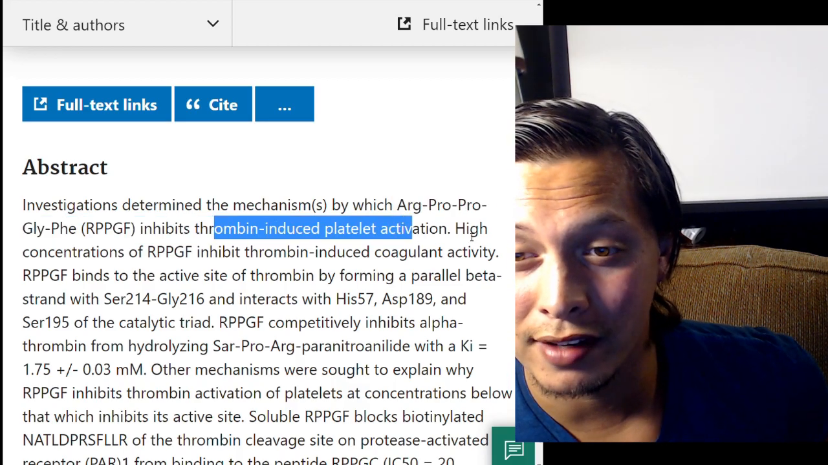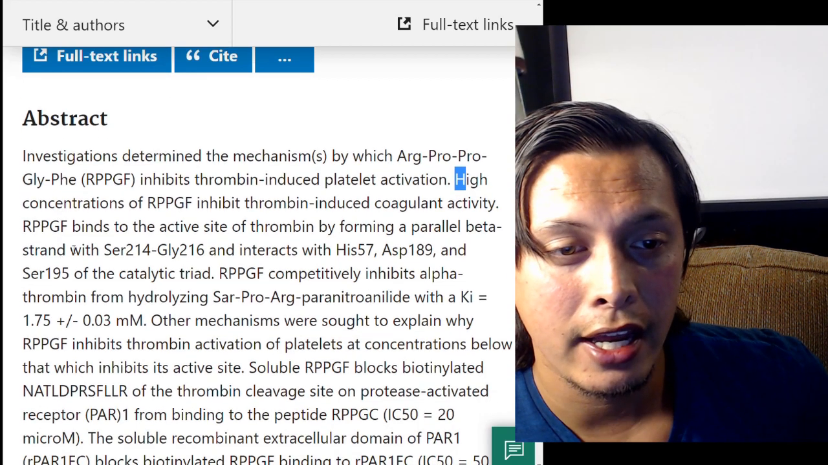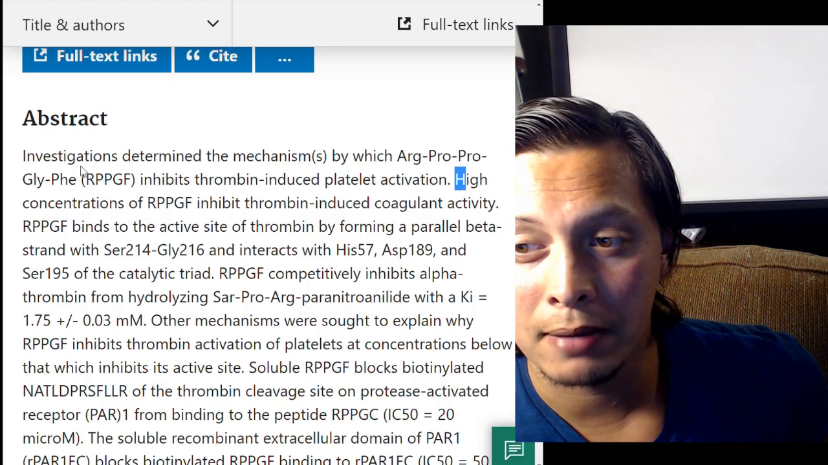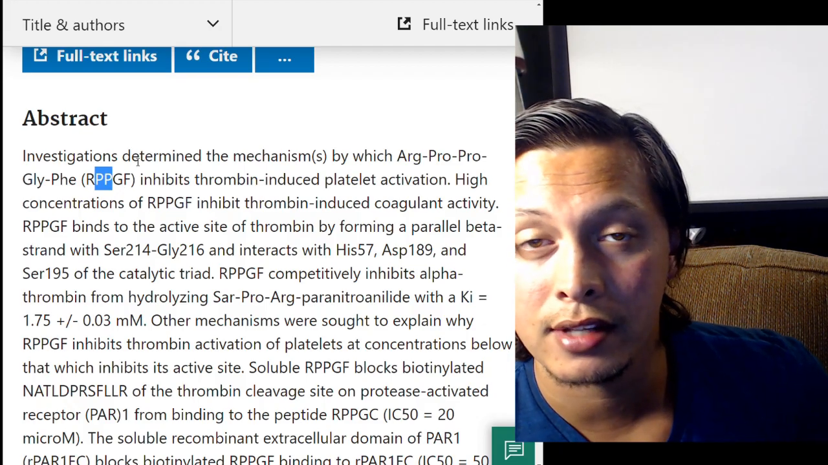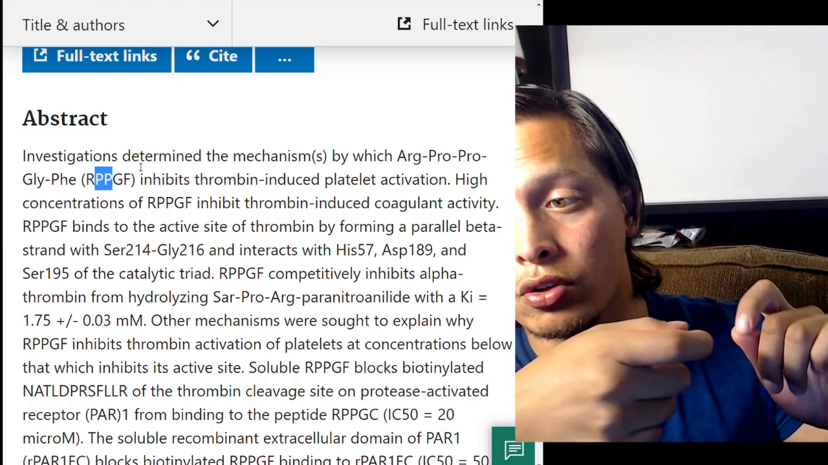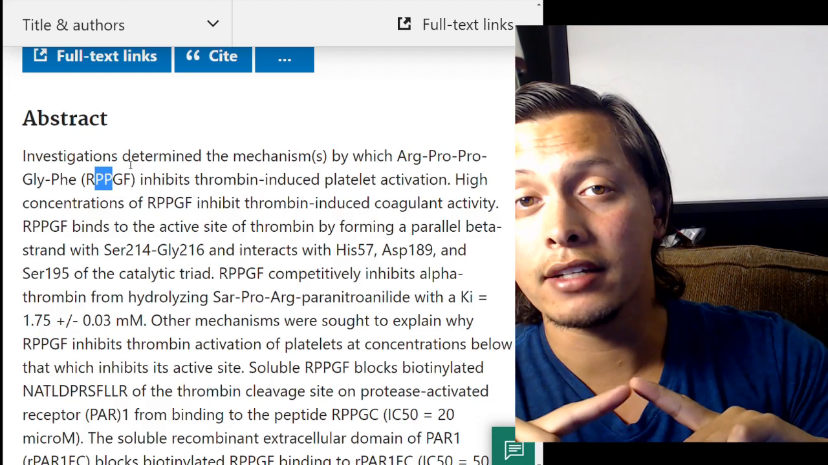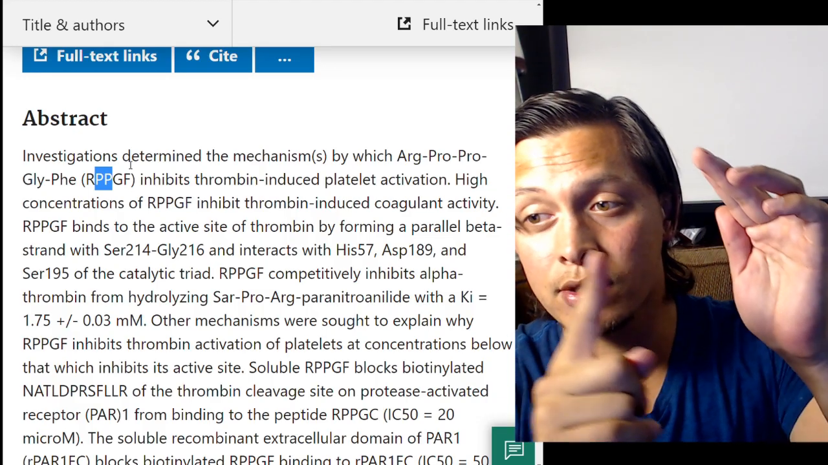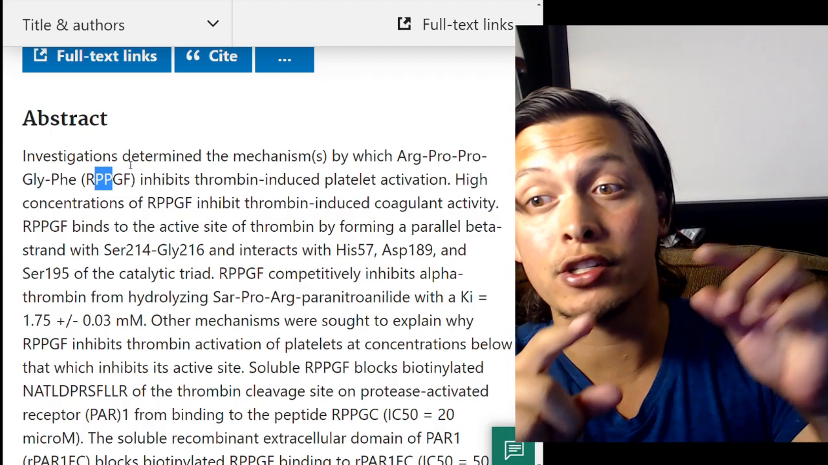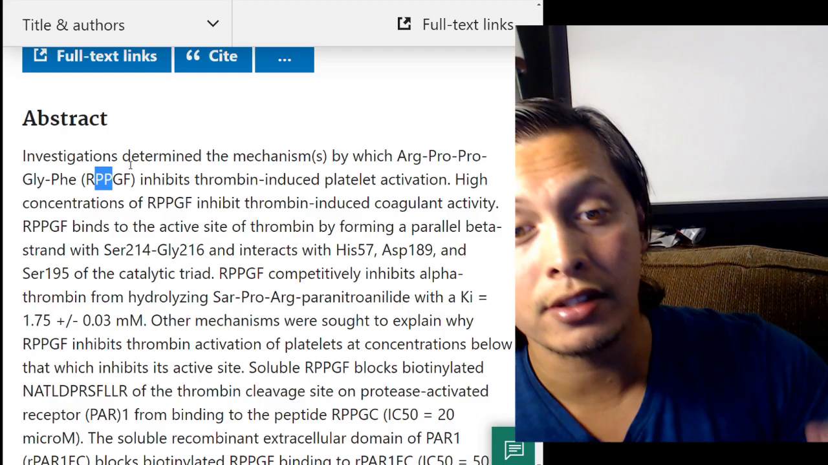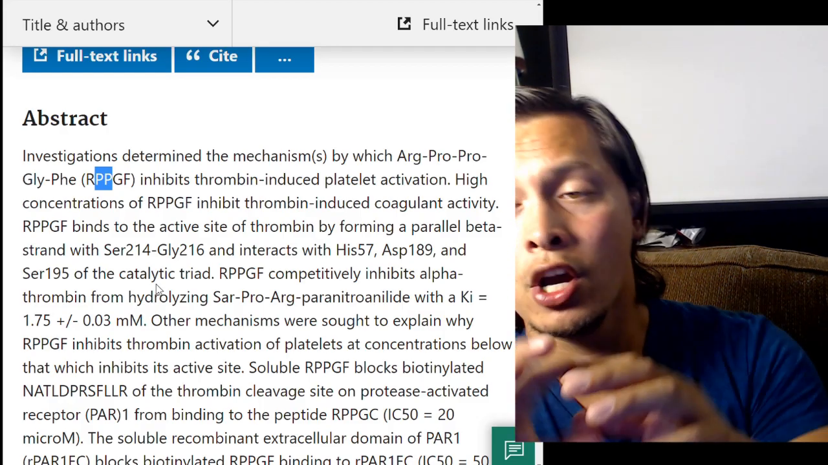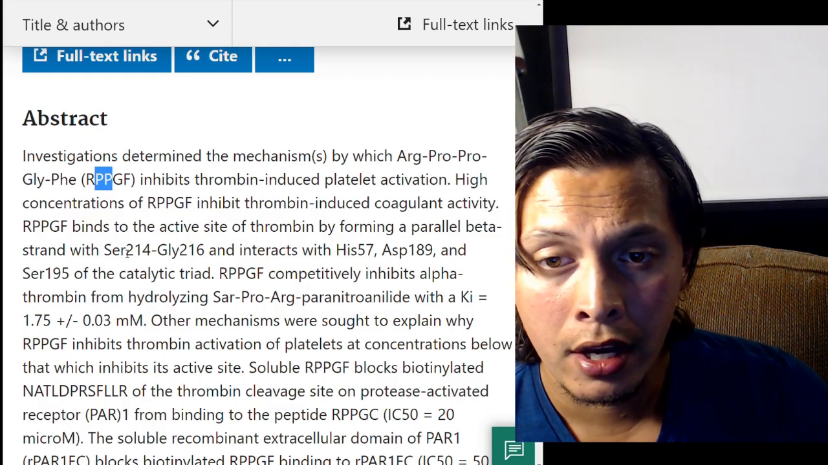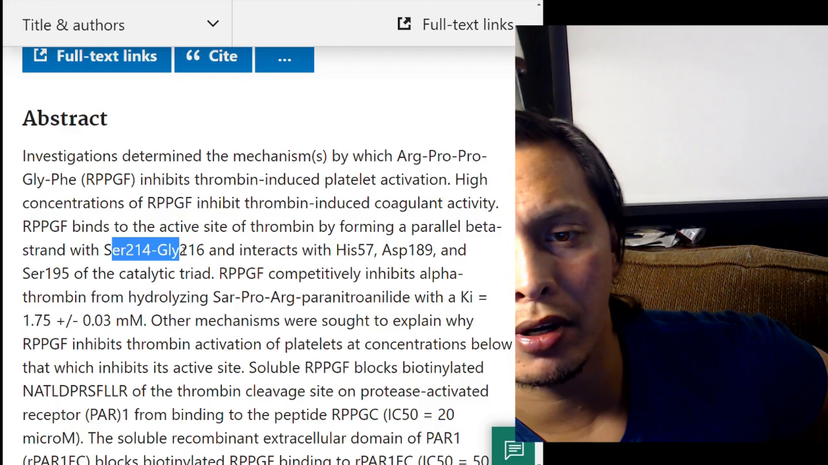A lot of positives and negatives to worry about. So high concentrations of this inhibit that, and this binds to the active site of thrombin by forming a parallel beta strand with this. So this peptide ends up forming a beta strand, and just know that a beta strand is a secondary structure of protein. So it's a way to orchestrate the amino acids. And as I said earlier, it wasn't this video, but there are multiple secondary structures. One of the secondary structures is a helix, where the amino acids are in a helix. Another one is when they're in a strand, and when they cycle back and forth and make a strand. So here they're saying that this amino acid sequence will form a strand, and then this strand will interact with another strand that is in thrombin. So parallel beta sheets with this, and interacts with histidine, aspartate, and all of these.